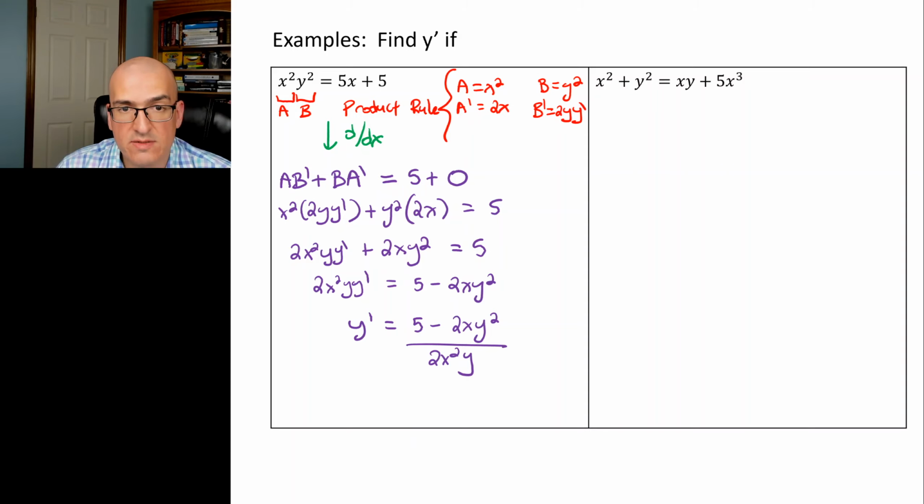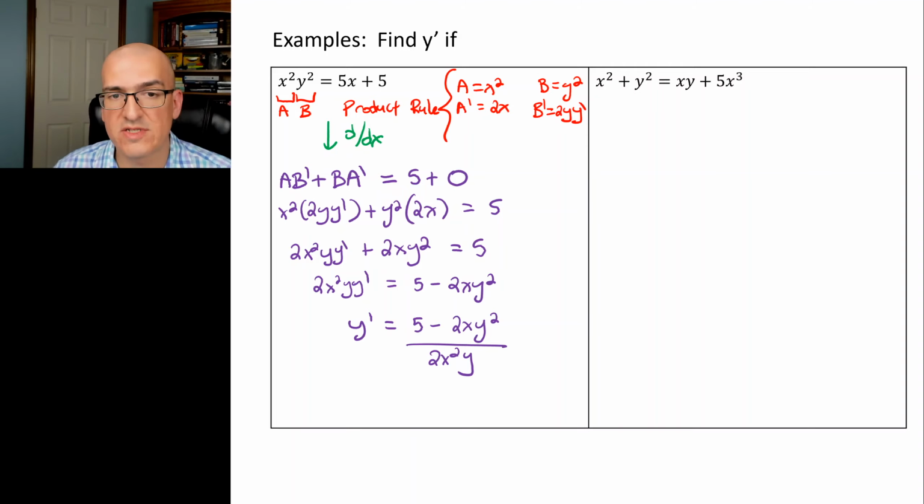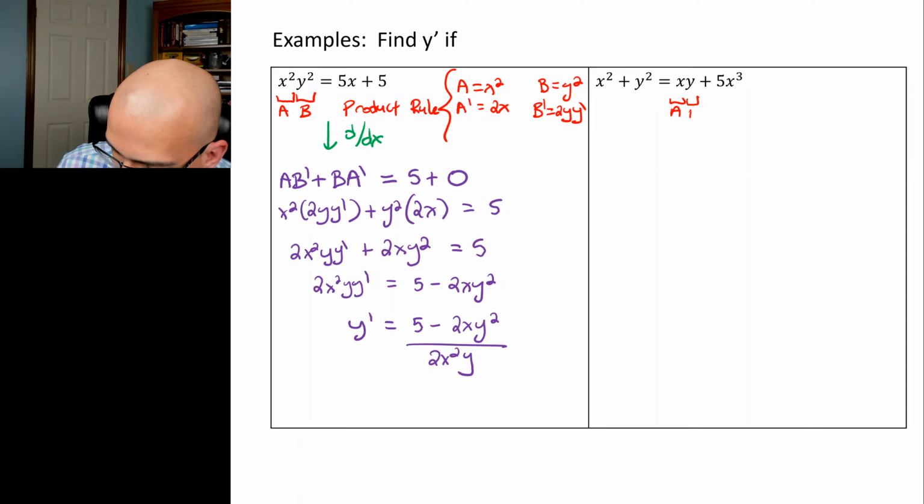What are you going to miss? If you're going to miss anything, you're going to miss the product rule. Oh yeah, there's another product rule here. X times y. That's 2 functions. Well, I'll call them 2 functions, even though x is a variable. It's 2 things multiplied together that require a product rule. A and B. A is equal to x. B is equal to y.